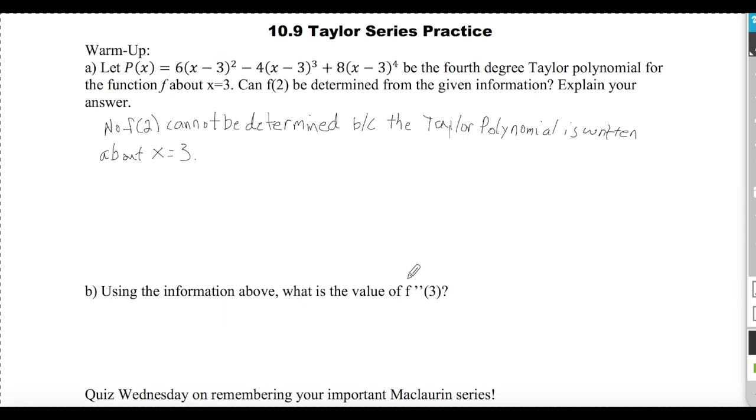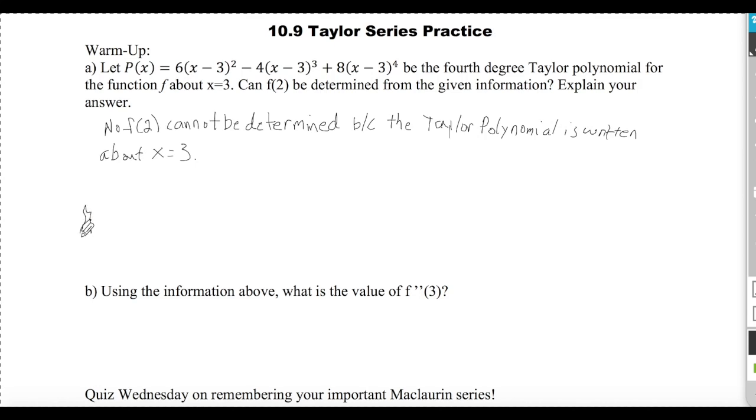All right. Using the information above, what is the value of f double prime of 3? Aha. So this one is asking about something at 3. So let's see, f double prime of 3. Where does that mean I need to look? It means I need to look at the coefficient of the x power that's squared, because that'll match up with the double prime. Okay, so again, what is our Taylor series formula?